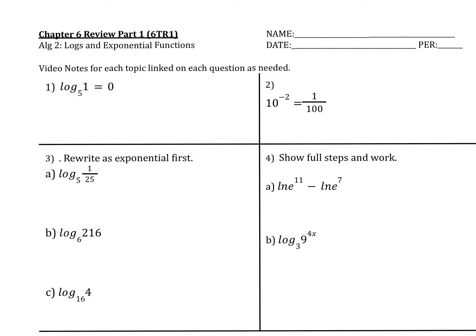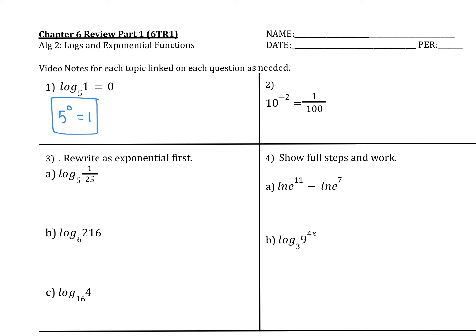Chapter 6 Review Part 1. You're going to find out the log base 5 of 1 equals 0. To find that, you're going to turn that into an exponential form. So that is going to be 5 to the 0 equals 1, and that is your exponential form.